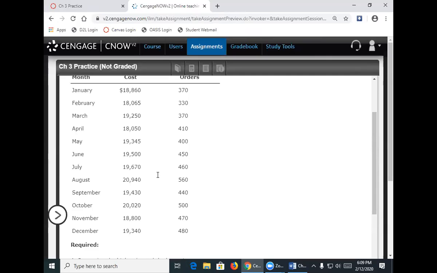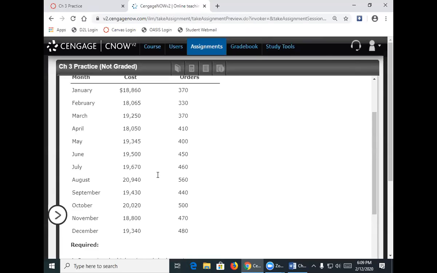And so for this 12 months, our lowest order was 330, and that's February. So I'm going to write these on the board. This is our lowest: 18,065, 330 units.